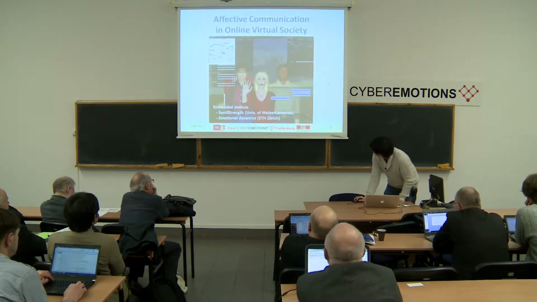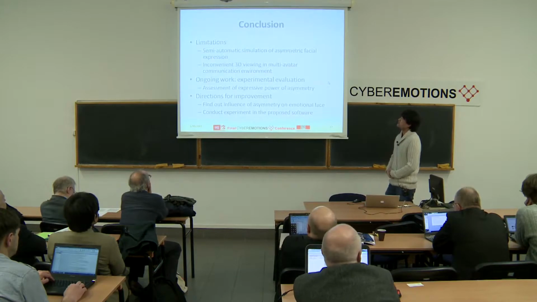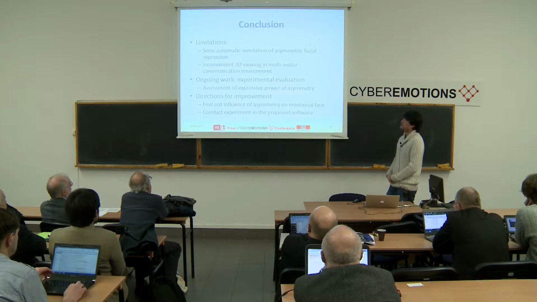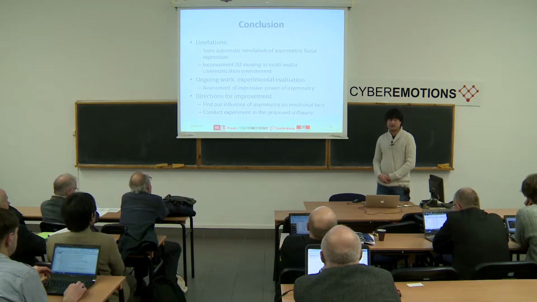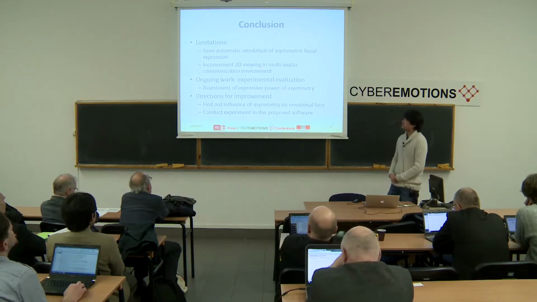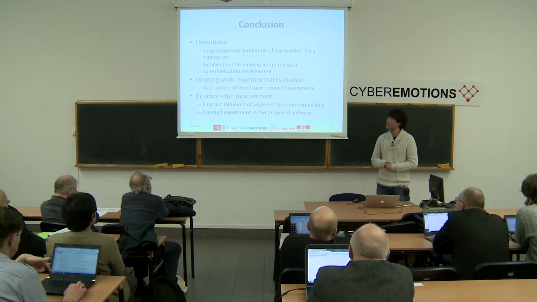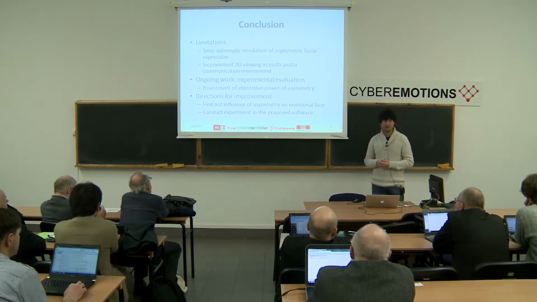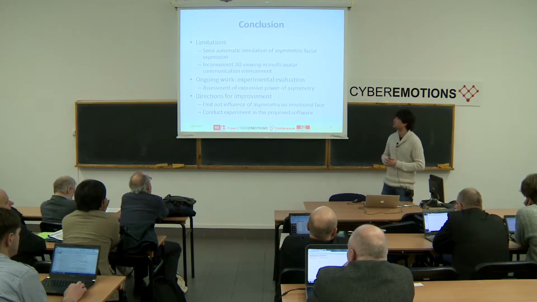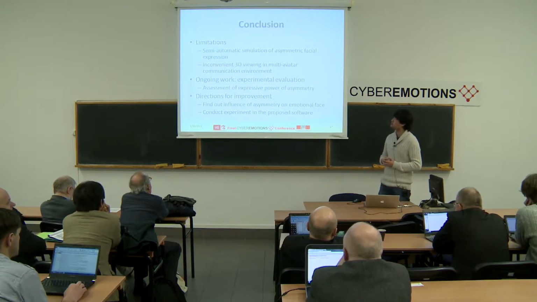So, okay. The conclusion: there are still limitations about this work. First of all, as you see already, the asymmetric face is not fully automatic, so we have to find a way to make it fully automatic for simulation. And also, if there are a lot of avatars in one scene, it's difficult to define the 3D camera view of the people, because a lot of people talk at the same time and we don't really know what's going on. So it's really important to exploit this 3D viewing in a scene.